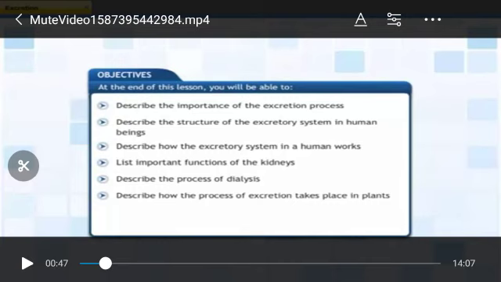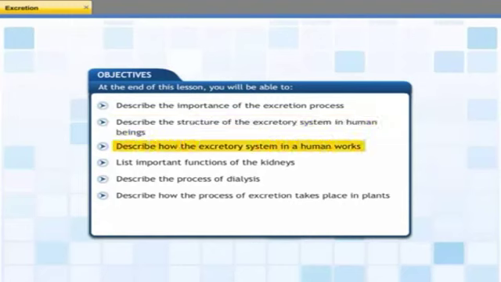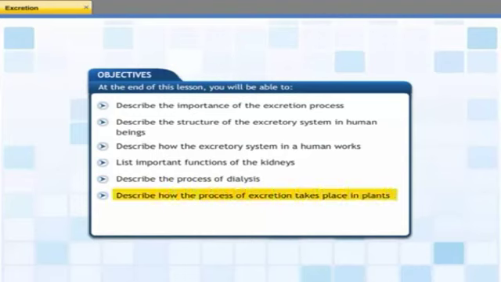Excretion is the process of removal of nitrogenous waste. In this lesson, we learn the importance of the excretory process and the excretory system in humans, how the excretory system works, the important functions of the kidney, and describe the process of dialysis. Plants also excrete, so we will look at the excretion process in plants.